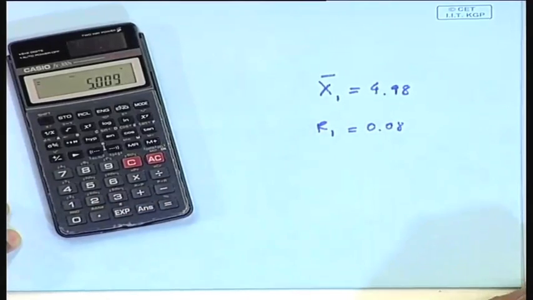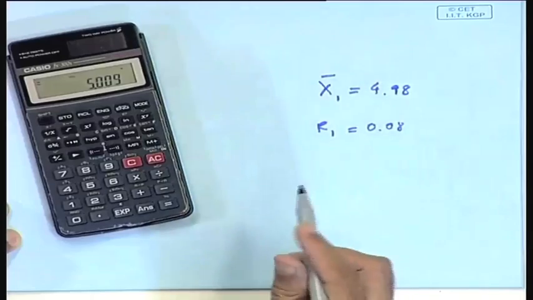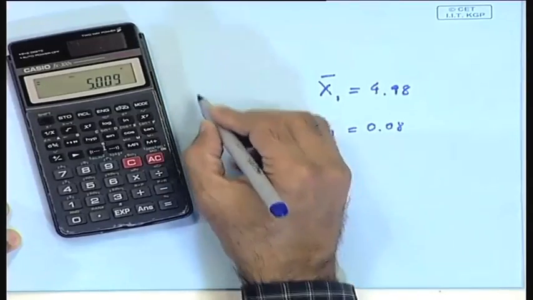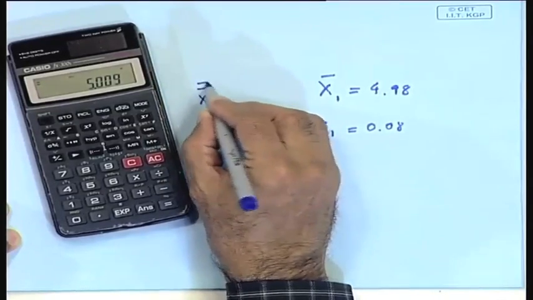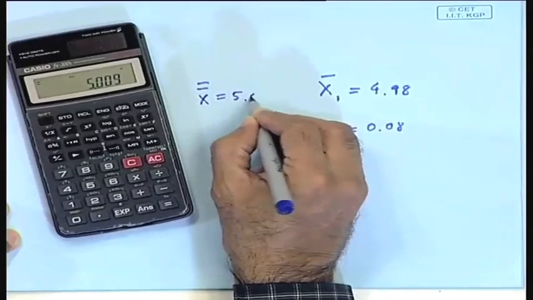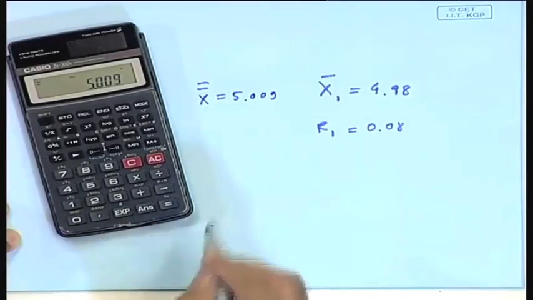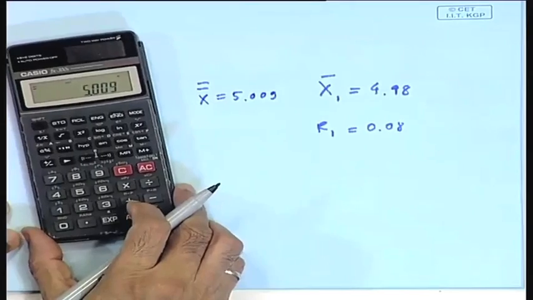And that turns out to be 5.009. So, my X double bar is going to be 5.009. What about R bar? How do I find R bar?